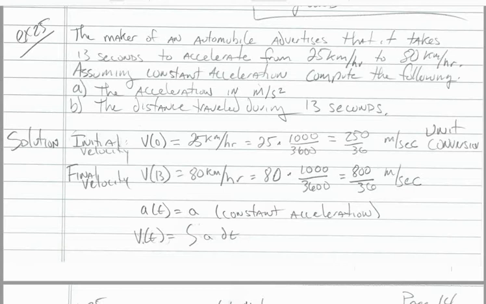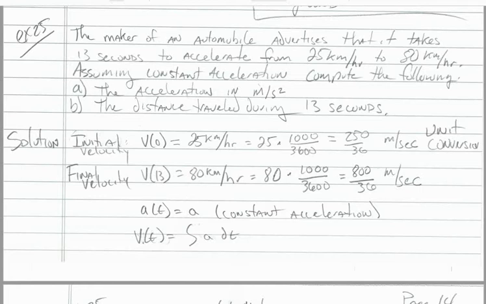So part A, we need to find the acceleration in meters per second squared. Part B, we want to find the distance traveled during 13 seconds. Alright, so initially, we have our initial velocities. We know at time 0 it's going 25 kilometers an hour, that's a velocity, and at time 13 it's going 80 kilometers an hour. But we want to make sure that we are in meters per second, so we have to go kilometers to meters and hours to seconds. That's really all this first conversion is.